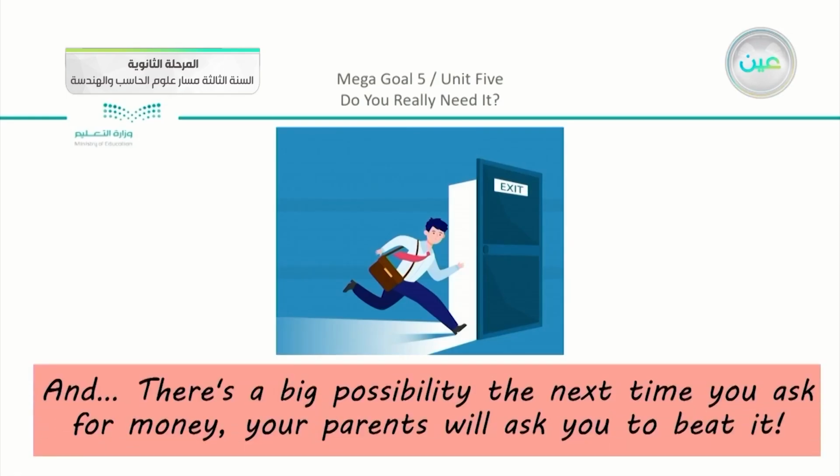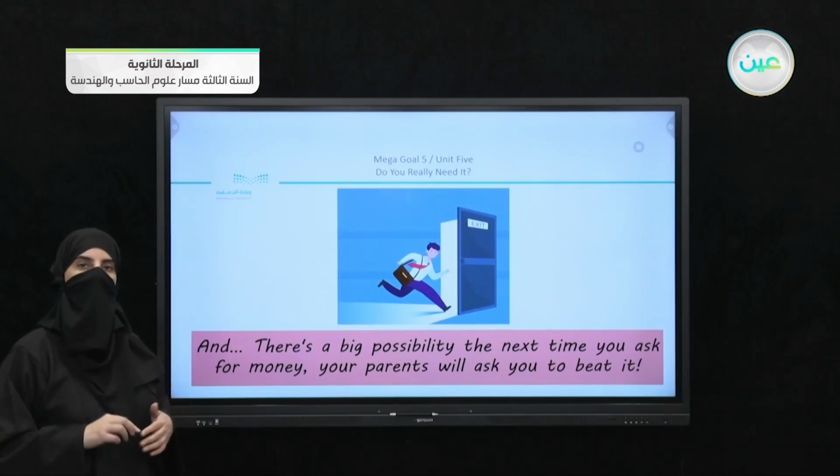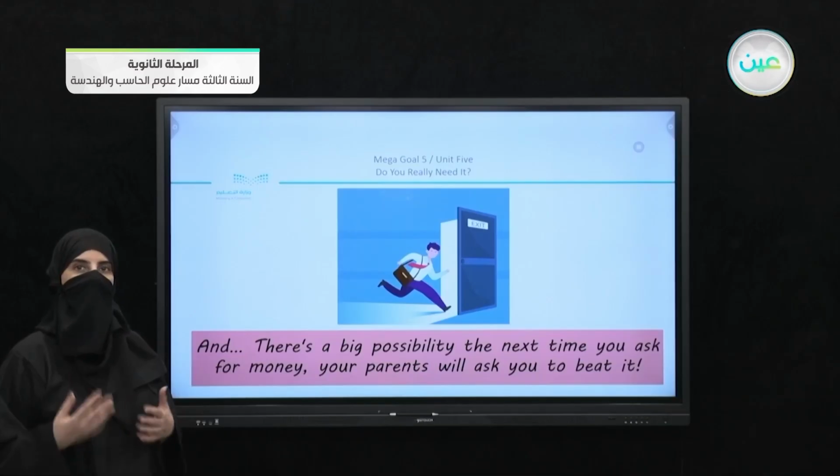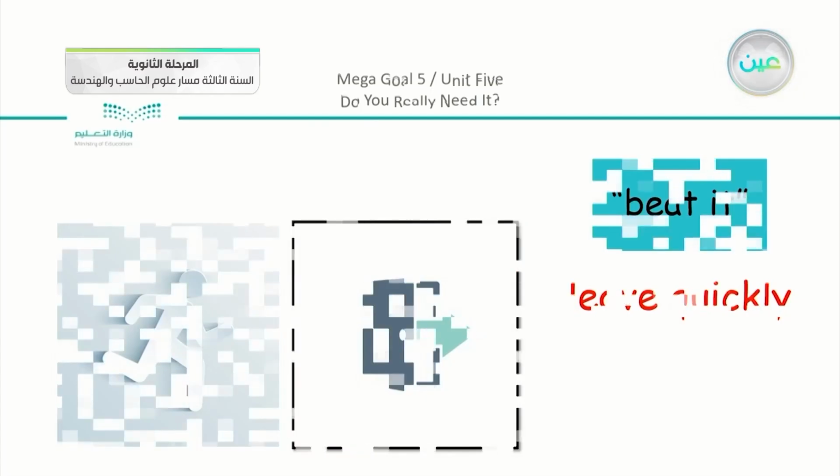And there's a big possibility the next time you ask for money, your parents will ask you to beat it. So if you just continue asking your parents for money until you max out your card or the account that you have here, and you are broke, when you ask again for money, there is a possibility that your parents will ask you to beat it. Here, beat it is also a phrase meaning to leave quickly. So they're going to ask you to leave quickly without giving you the money.